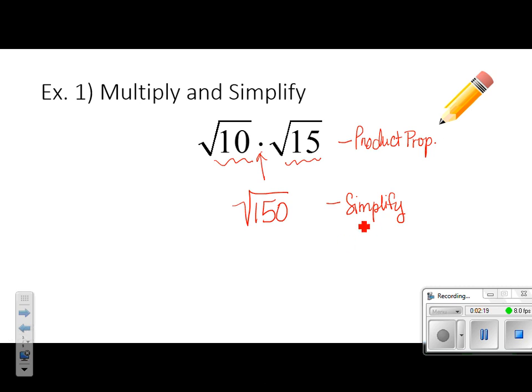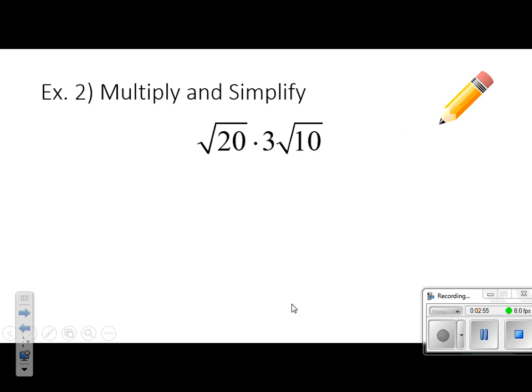And now the second step is to simplify using those perfect squares that we talked about last time. So what's a perfect square that goes into 150? Well, a perfect square that goes into 150 would be the square root of 25 times the square root of 6. The square root of 25 is 5. And then I would bring down the square root of 6. And that would be my final answer, 5 times the square root of 6. Okay, let's do another example.